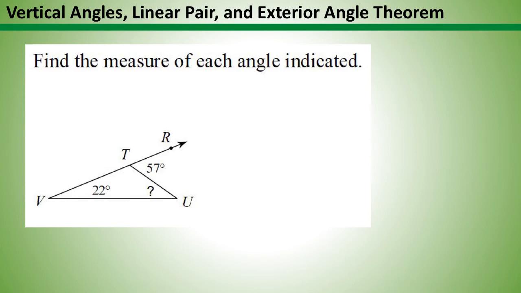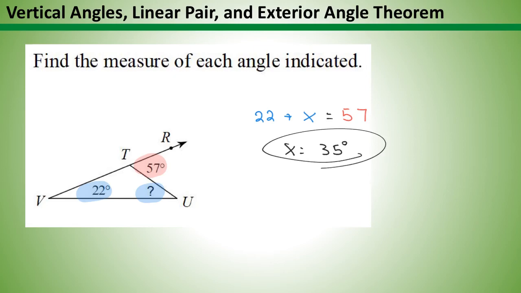So here I have this exterior angle, and what I know is that it's equal to the sum of my two remote interior angles. So I'm going to add those two together, and let me just call the question mark x. So 22 plus x is equal to the exterior angle, which is 57. So all I have to do is subtract 22 from both sides and end up with x is equal to 35 degrees in this case. So that missing angle is 35 degrees.